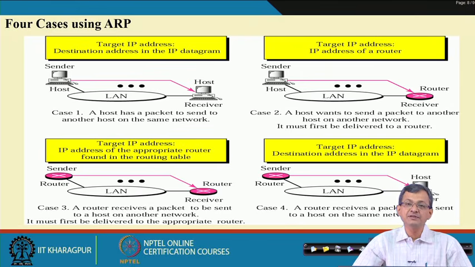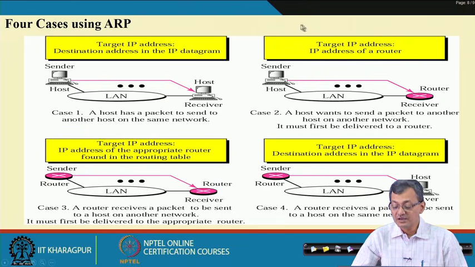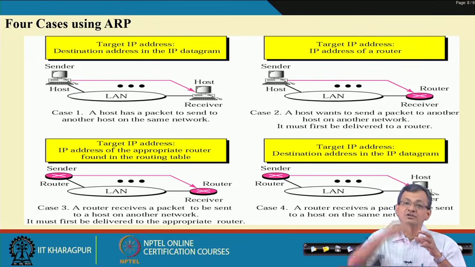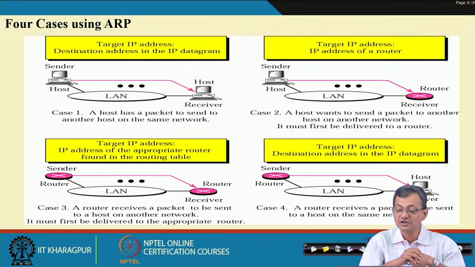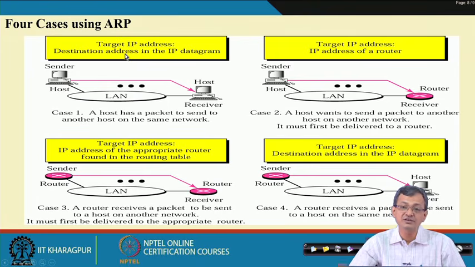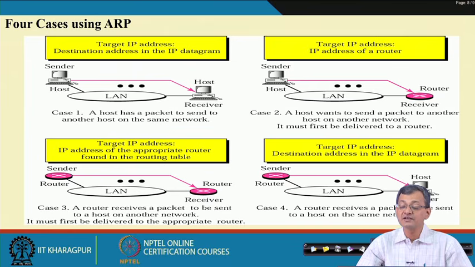Four cases can be there, as we were discussing. One is that your host has a packet to send to another host on the same network, so the target IP address is the destination address in the IP datagram. In the second case, the host wants to send a packet to another host on another network, which means the host will send it to the router. So the target IP address is the address of the router, that is, the IP destination address within the IP datagram is a router.